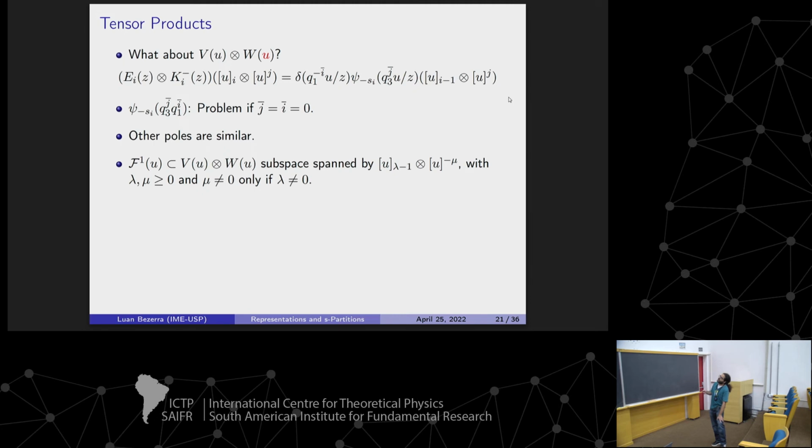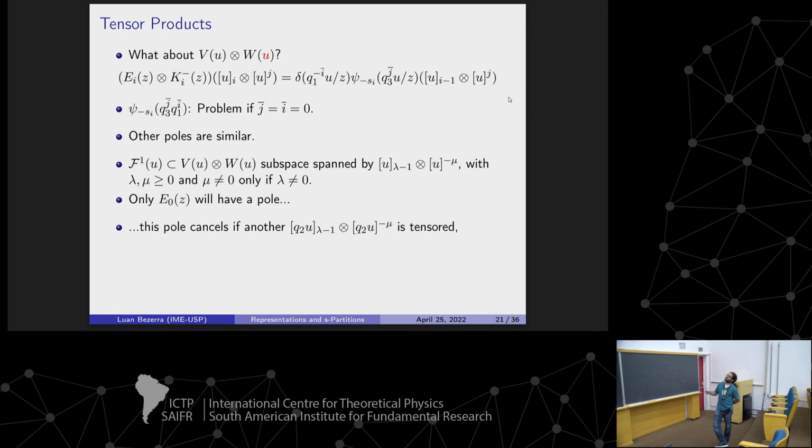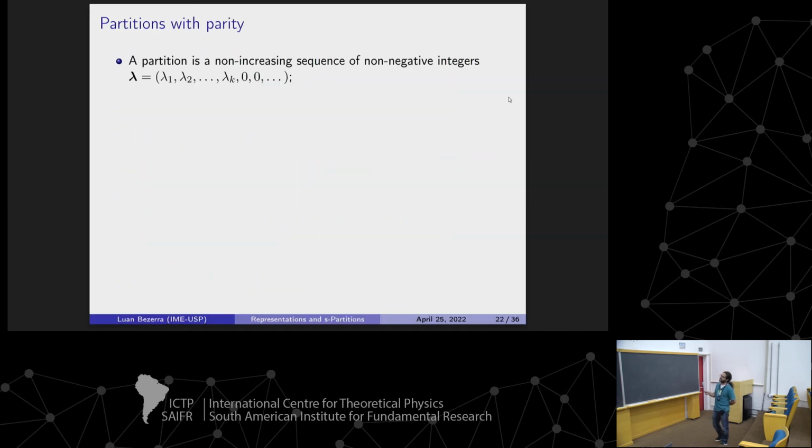And so if I consider the subspace spanned by vectors of this shape, with lambda minus 1 and minus mu, and with this extra condition that I can only have mu different from 0 if lambda is different from 0, then I get a space where I almost can define an action. So the only pole that I have to deal with is the one coming from the E0 action. But if I take not just one copy, but two copies of V and W, the next one, the action of KU gives me a 0 that will cancel this pole. So this is precisely what I need to do the limit.